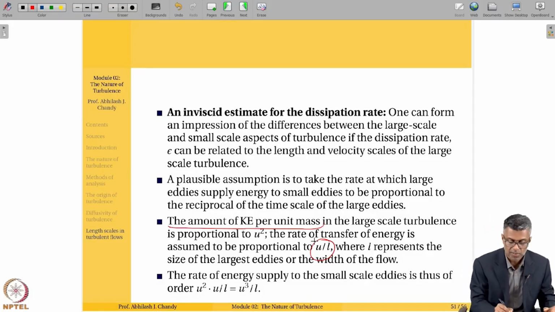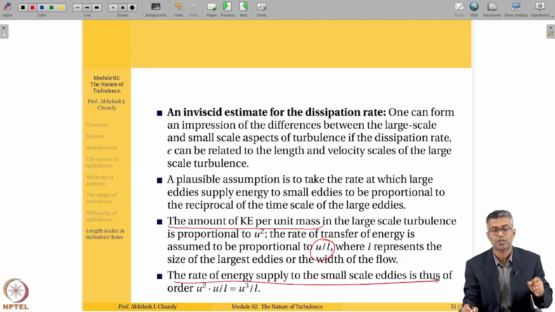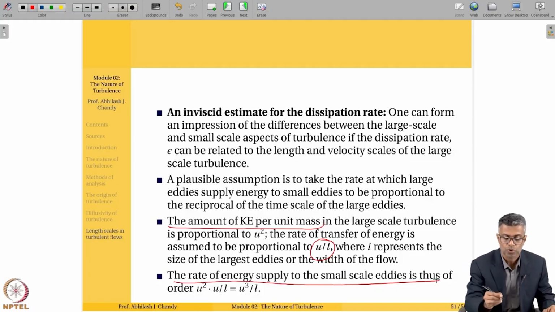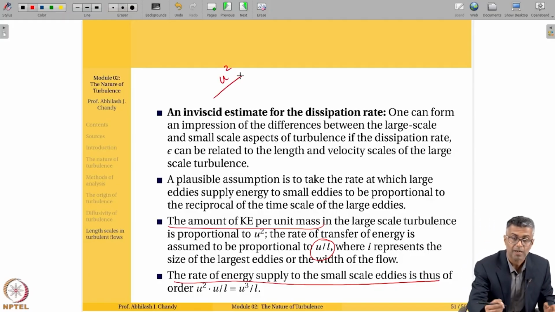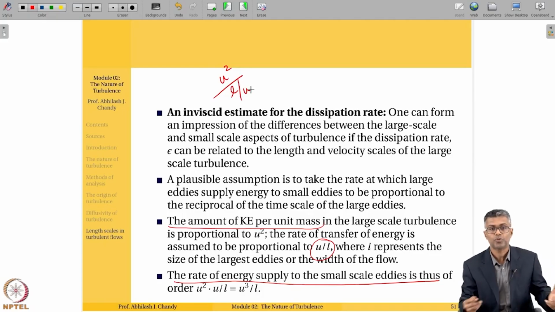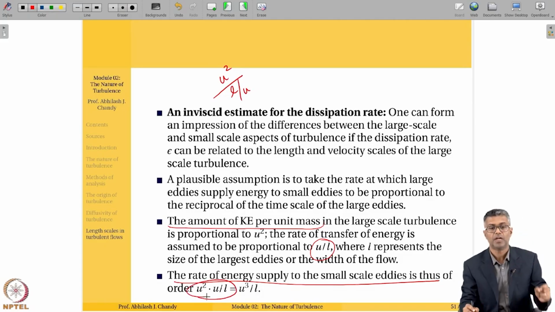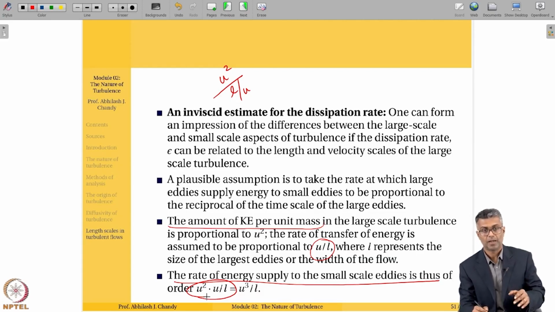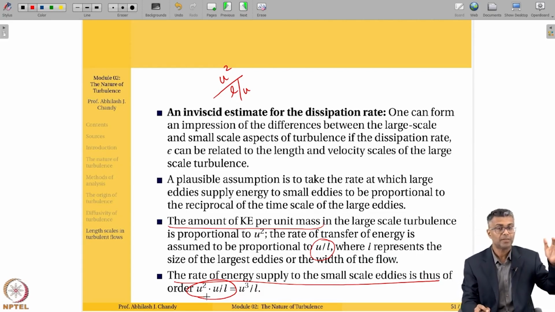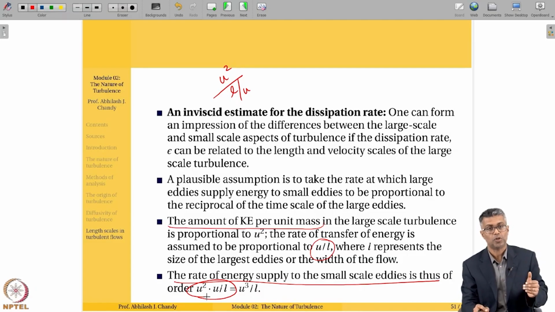So you can say the rate of energy supplied to the small scales is U squared divided by time, which is L over U. U squared times U over L, which is U cube over L. So this is the rate of energy supplied to the small scales, coming from the large scales.